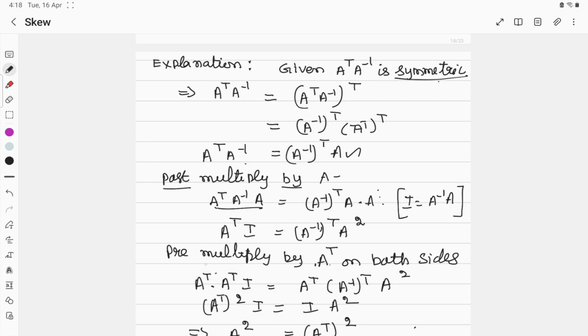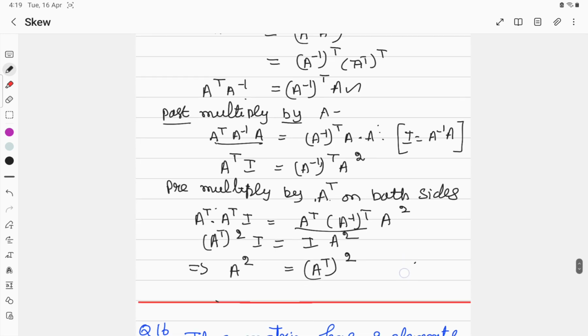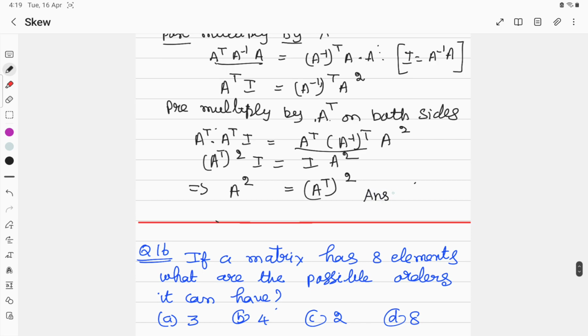Unit matrix, then pre-multiply by A transpose on both sides. Now multiplying A transpose in front, A transpose into A transpose I is equal to A transpose into A inverse transpose into A square. Here A transpose into A transpose is A transpose square into I is equal to A transpose and A inverse transpose becomes I into A square. Which implies A square is equal to A transpose the whole square. Answer B.